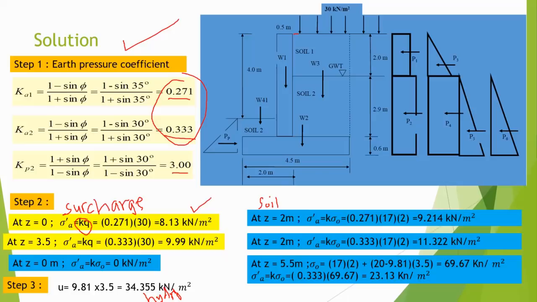Okay, but we have two layers of soil, so we do two for Z. For the Z at the bottom, for the whole bottom, K is the lower layer, 0.33, times the surcharge 30. We get 9.99. Settle. That's why you get this. This is the surcharge: the first layer is 8.13, and the second layer is 9.99. Same procedure as before, and then we have the surcharge.